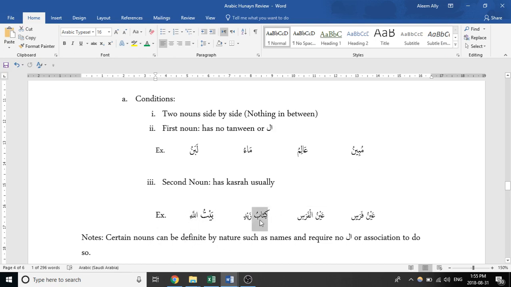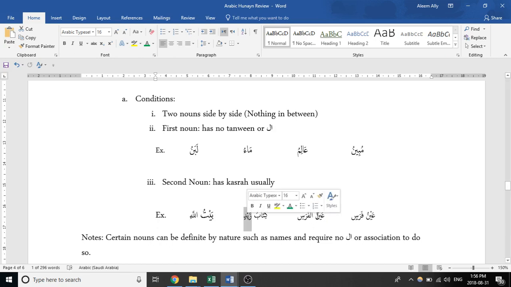Another example: Kitabu Zaydin, book of Zayd. Usually we understand that when something has tanween, it's indefinite, but there are some words that by nature are definite. The names of men usually can take tanween, though it's not always the case, and they're still definite. It's just a sign of their definiteness.